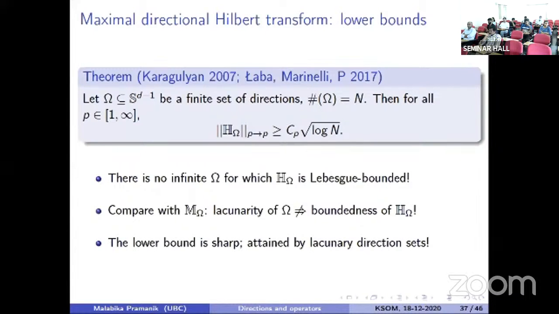This result is startling from a number of perspectives. First of all, it says that there is no infinite direction set for which H omega is Lebesgue bounded. In particular, this means that if omega is an infinite lacunary set, M omega is Lebesgue bounded, but H omega is not. In addition, this lower bound is sharp and attained for lacunary direction sets.